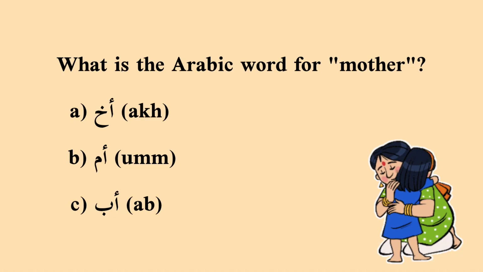2 hours later. Okay guys, what is the Arabic word for mother? أخ, or ab? Which one? Yes, exactly. أم in Arabic means mother. Akh means brother and ab in Arabic means father.